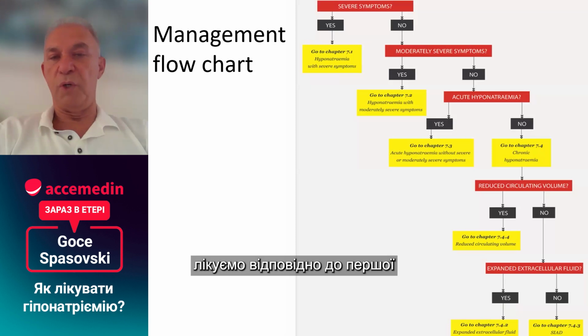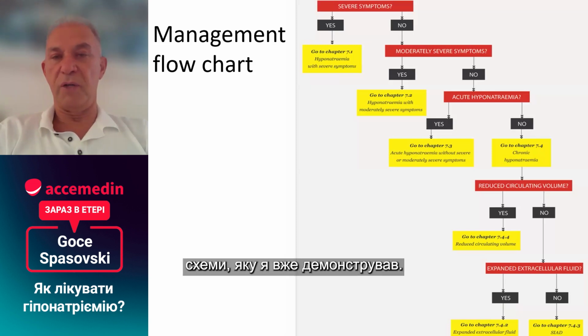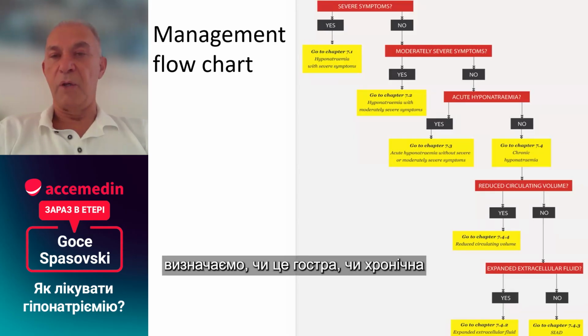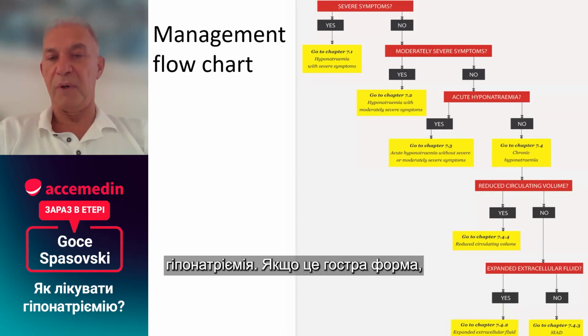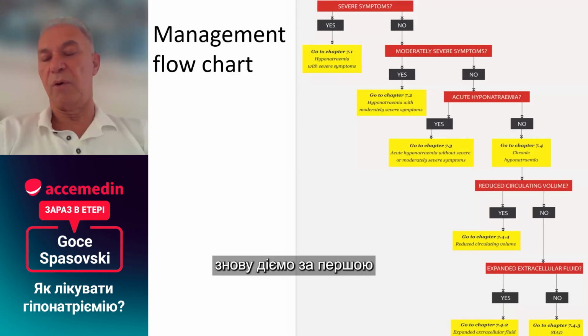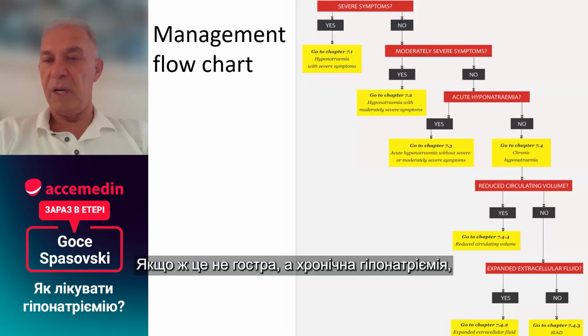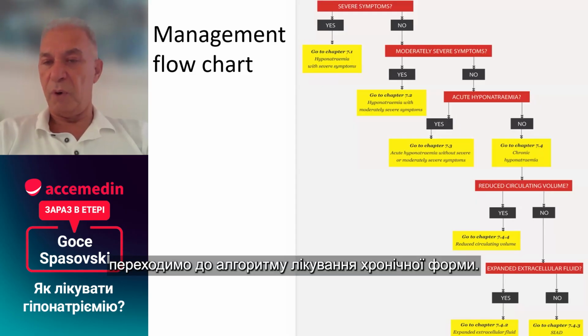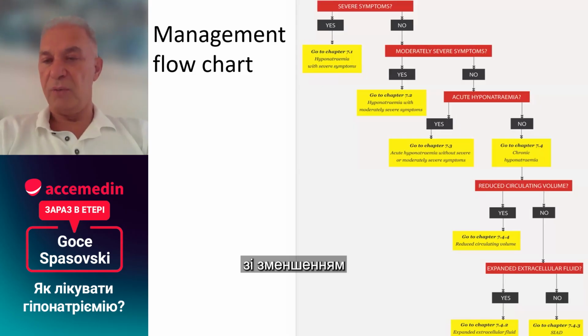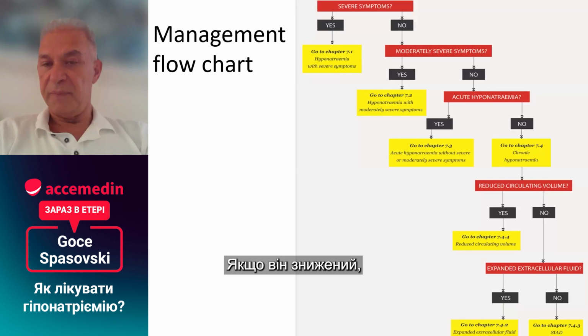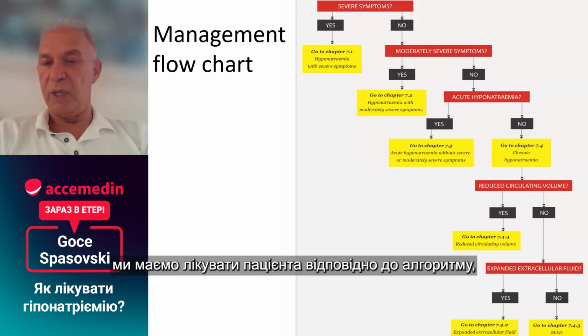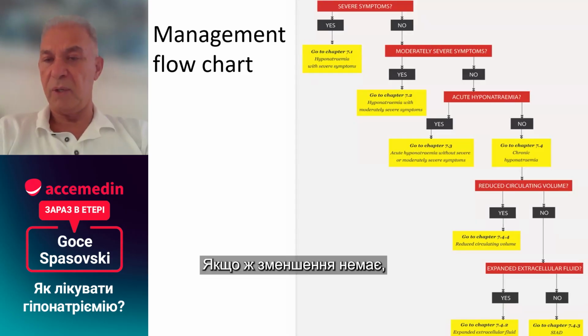If yes, we should treat according to the first chart I showed. And if there is no such symptom, we should consider whether it's acute or chronic hyponatremia. If acute, then again, we should treat according to the first chart. And if there is no acute hyponatremia, we go for the treatment of chronic hyponatremia with the reduction of circulating volume. If there is, then we should treat with the refilling phenomenon for the reduced circulating volume.